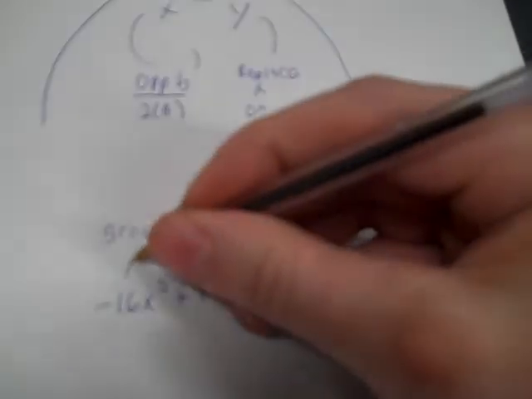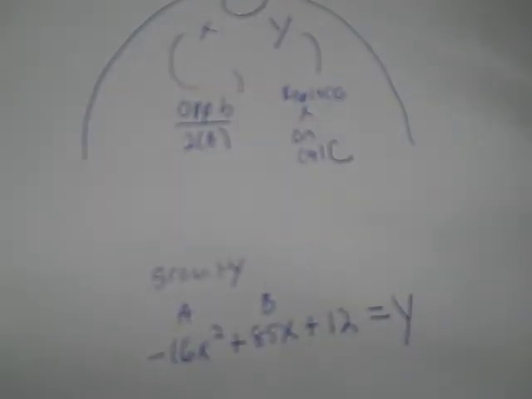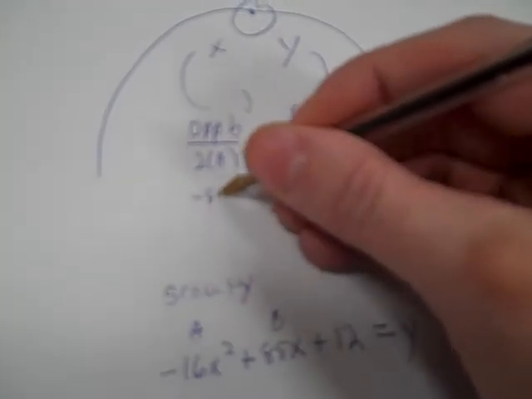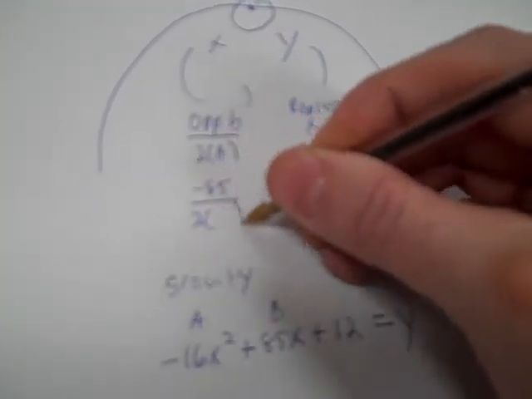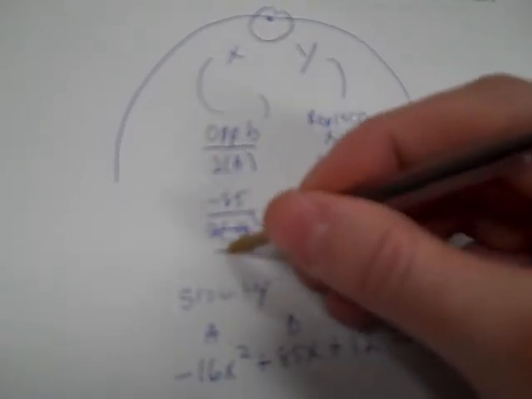Okay, pretty easy problem. You got an a, you got a b. So what's the opposite of plus 85? Negative 85. And then a is negative 16. So I'd multiply that. That's negative 32. And then I take negative 85 divided by negative 32. And that's 2.66 or 6.5. Okay, now that's how many seconds it takes because x is time.